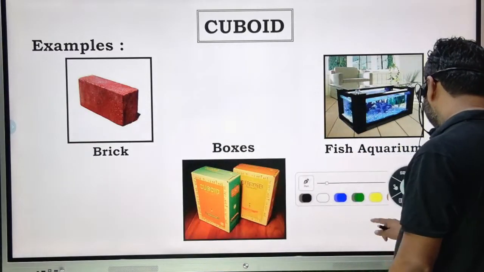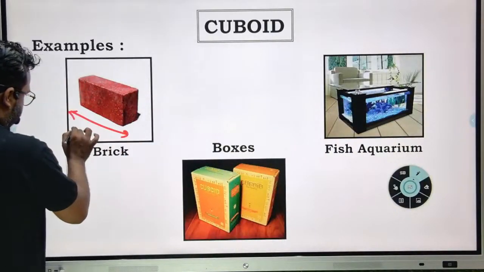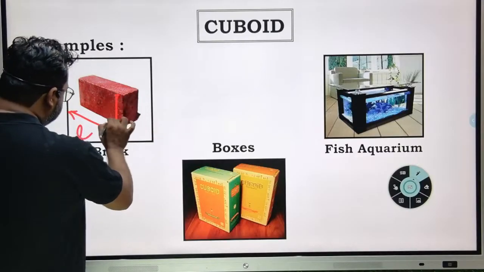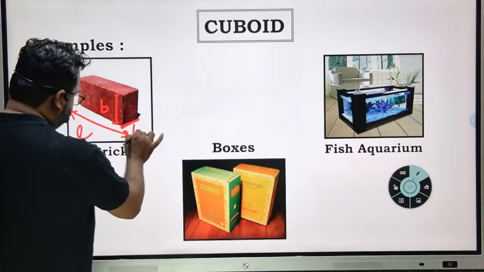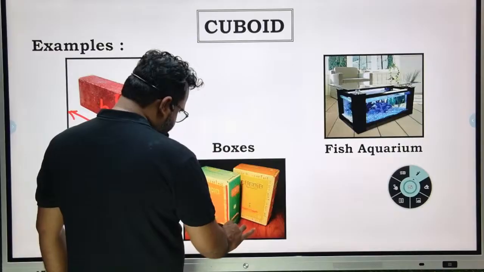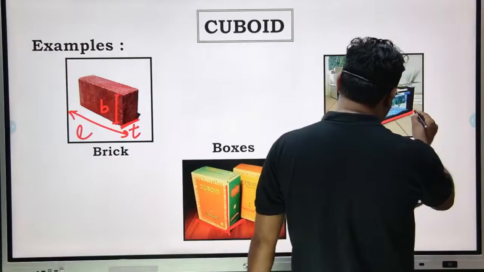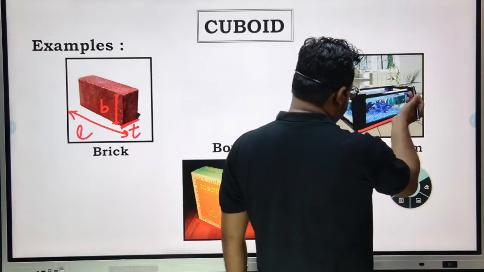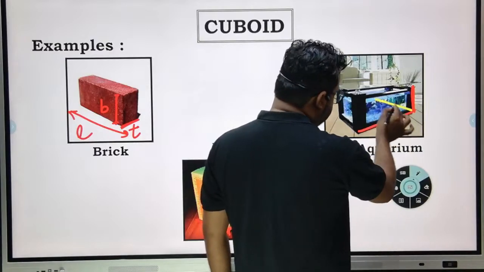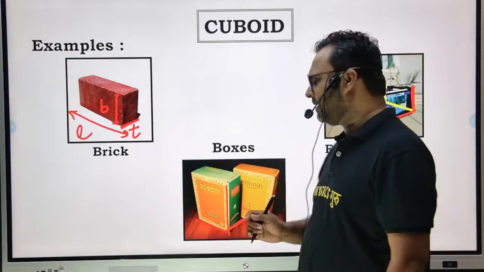So if you observe, we have length, this is the length side, this is breadth, and we have thickness. This is thickness, right? You can see length, breadth, thickness. You can take an example of an aquarium. We have length, then you have breadth, and this is thickness. It is a 3D structure, right? LBH, length, breadth, as well as thickness.